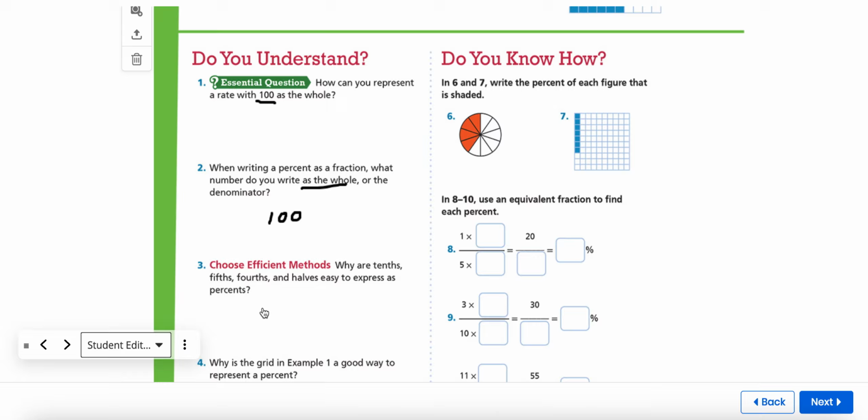Number 3, why are 10th, 5th, 4th, and half easy to express as percent? Okay, so 10th, because we can divide 100 by 10. We can divide 100 by 5. You can divide 100 by 4 and 100 by, remember, half is 2. Because those are easy percents that we know: 10%, 20%, 25%, and 50%. That's why, because those numbers are divisible by 100, can be divided by those numbers.